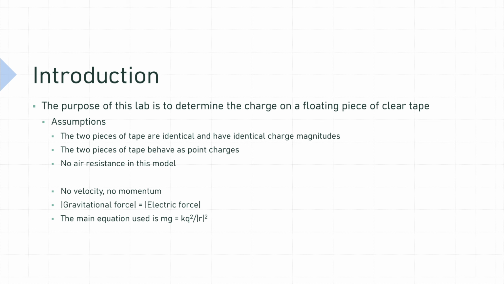So there's no momentum in this problem because there's no velocity of our tape. Nothing is moving. The only forces are the gravitational force and the electric force. The main equation we use is the gravitational force is equal to kq squared over the magnitude of r squared, and we are able to use q squared because of the first assumption that the two pieces of tape are identical and have identical charge magnitudes, so the charges are the same.